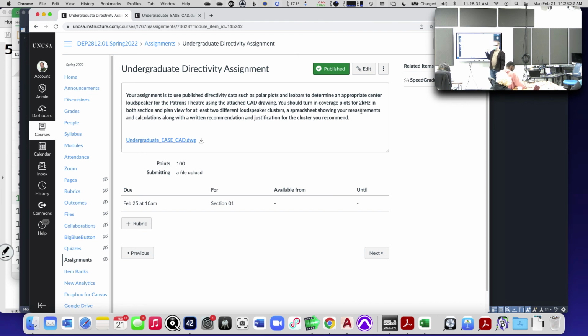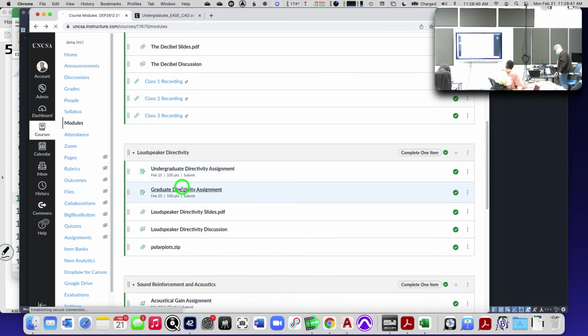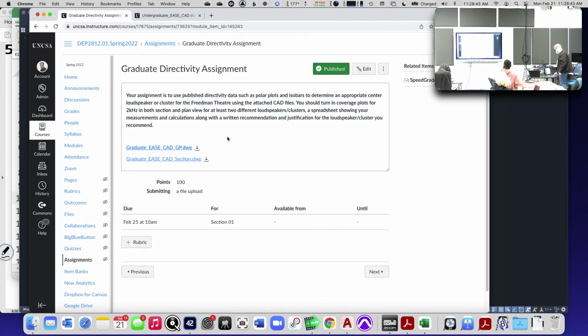If you are a Jaden, I'm scared, you have to do something slightly different. Maybe like do it for line arrays. No. You have to do the same thing, but you're just doing a different theater. You're going to do Friedman theater.